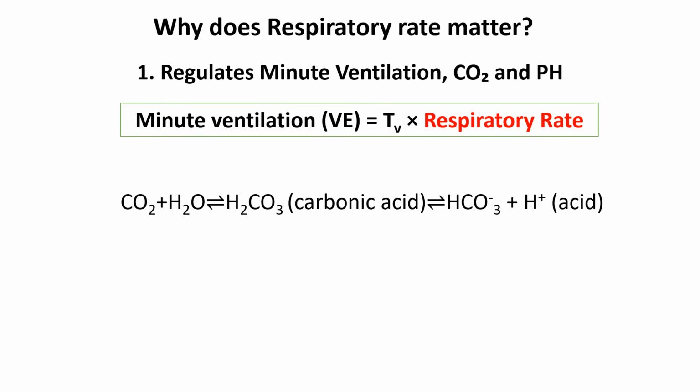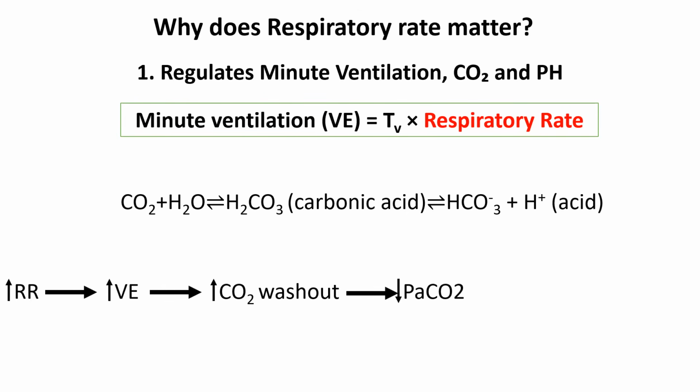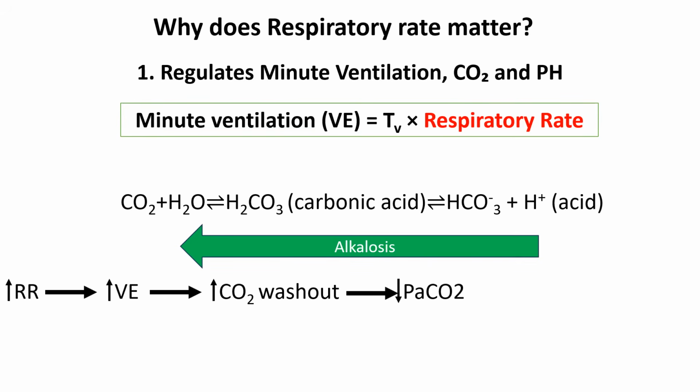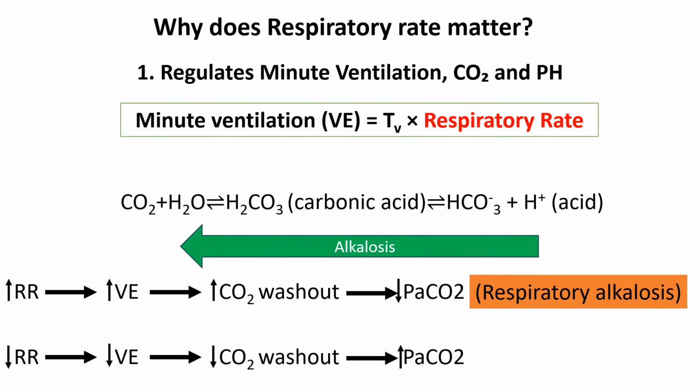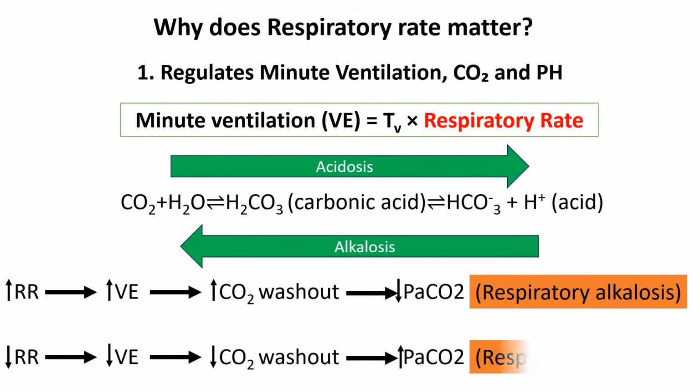An increased respiratory rate enhances carbon dioxide elimination, shifting the equilibrium to the left. This reduces hydrogen ion concentration, raises blood pH, and leads to respiratory alkalosis. Conversely, a decreased respiratory rate causes carbon dioxide retention, increasing carbonic acid levels and resulting in respiratory acidosis.